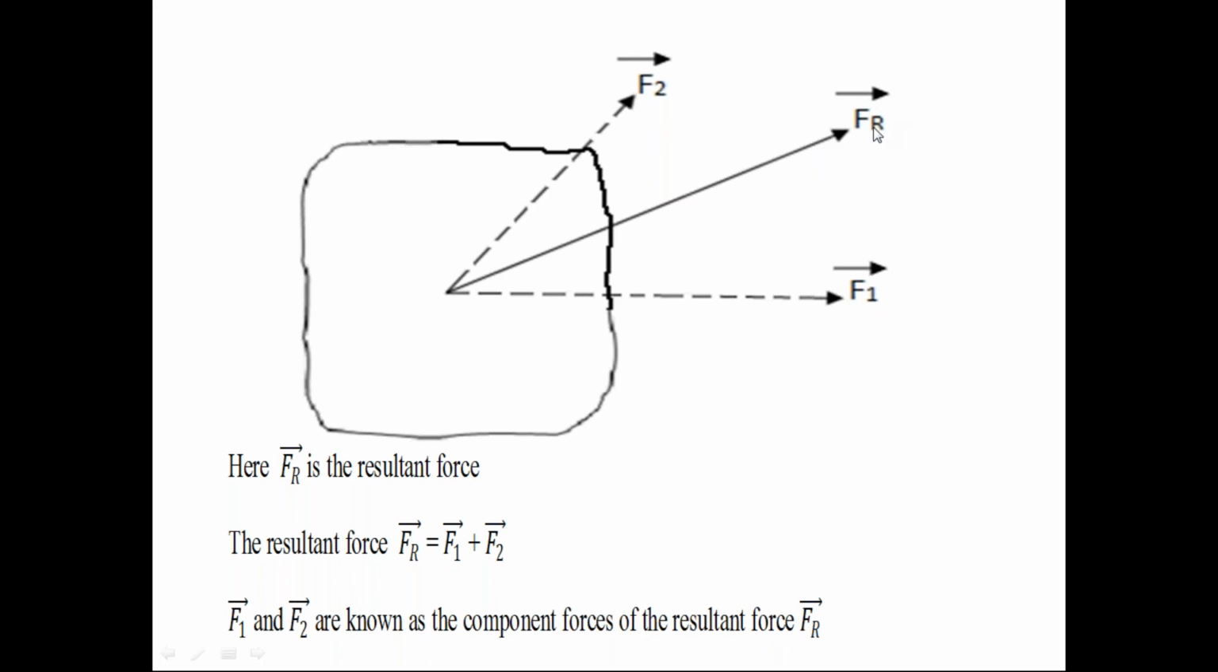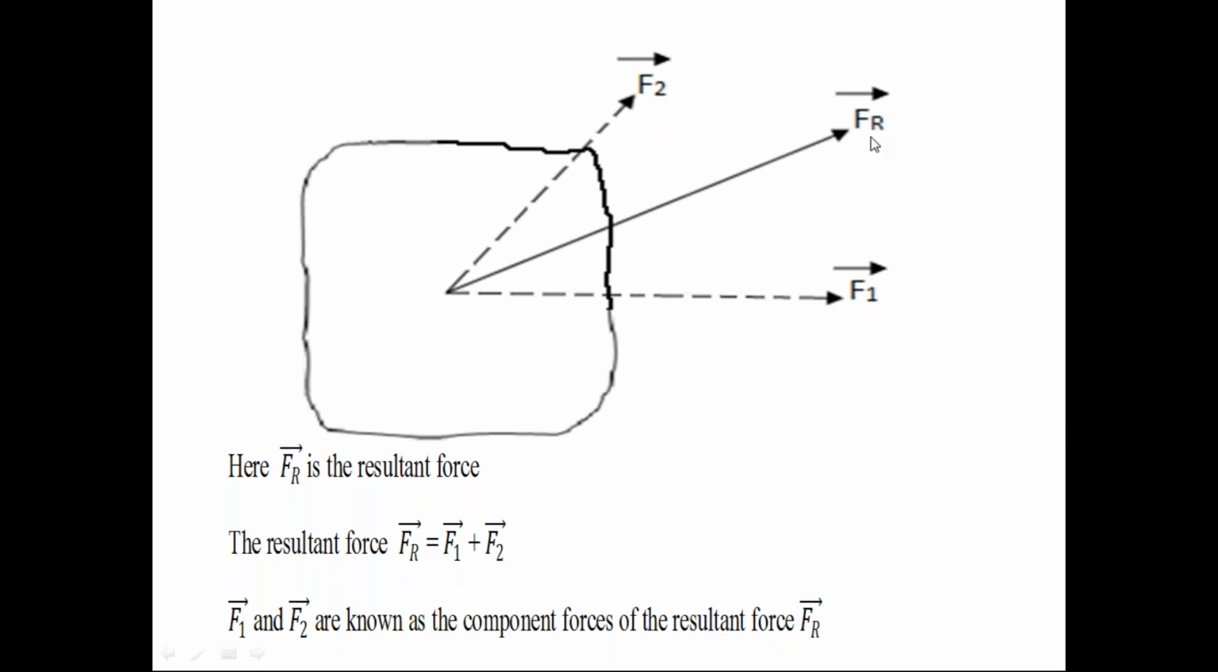We know that FR bar is the resultant force of F1 bar, F2 bar. Then F1 bar, F2 bar are called the component forces of FR bar, that is this resultant force. In the vector addition, FR bar is equal to F1 bar plus F2 bar. That is this equation. The resultant force FR bar is equal to F1 bar plus F2 bar. FR bar is called the resultant force of F1 bar, F2 bar. F1 bar, F2 bar are called the component forces of FR bar. This is the vector addition: FR bar is equal to F1 bar plus F2 bar.